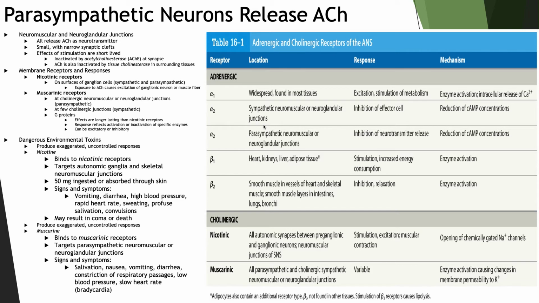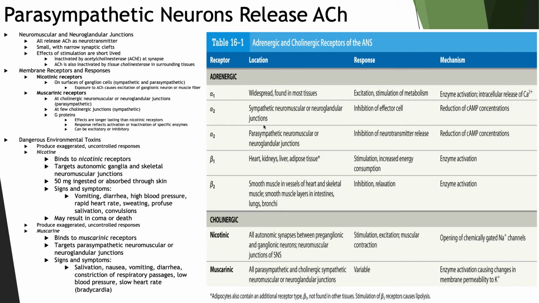All parasympathetic neurons release ACh as a neurotransmitter. The effects on the postsynaptic cell can vary widely, however, due to different types of receptors or to the nature of the second messenger involved. The neuromuscular, so neuron to muscle, and neuroglandular, or neuron to effector, junctions of the parasympathetic division have narrow synaptic clefts. The effects of stimulation are short-lived. Most of the ACh released is inactivated at the synapse by acetylcholinesterase. Any ACh diffusing into the surrounding tissue is then inactivated by the enzyme tissue cholinesterase. As a result, the effects of parasympathetic stimulation are quite localized, and they only last a few seconds.